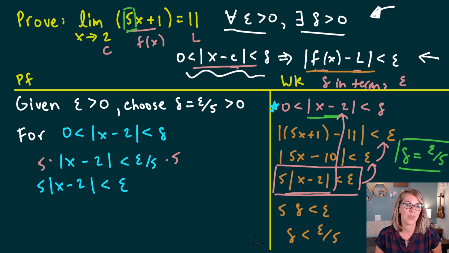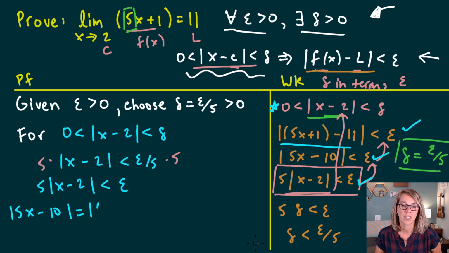So let's just keep doing the math here. I'm going to bring that 5 through, and I get 5x minus 10. So that's this statement right here. So check, check. I know that that's going to be equal to this statement right here. So I'm just going to write that out. Equals, so we have to rewrite this so that it's in the proper form. Absolute value of 5x plus 1 minus 11 is less than epsilon.